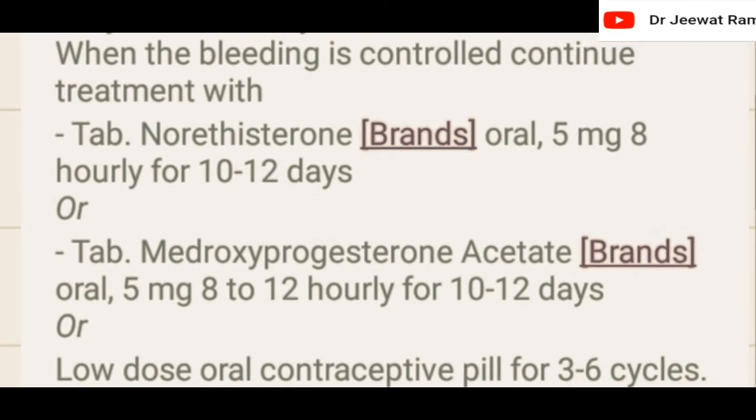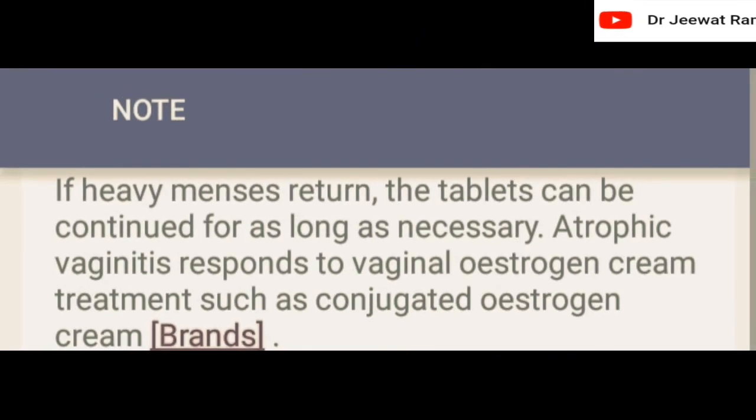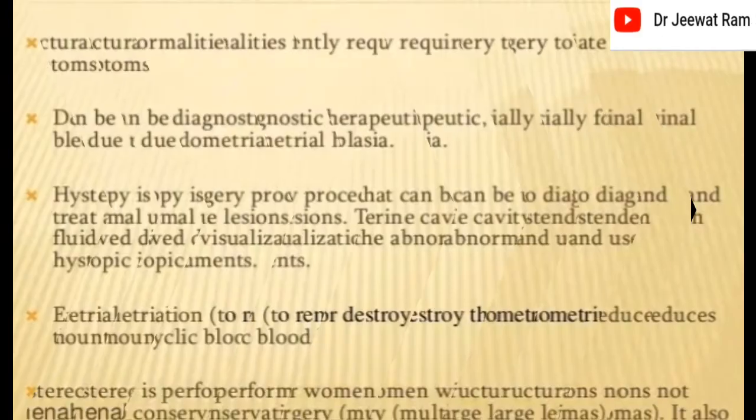When the bleeding is controlled, continue treatment with norethisterone tablet, oral 5 mg eight-hourly for 10 to 12 days, or medroxyprogesterone acetate tablet, oral 5 mg 8 to 12 hourly for 10 to 12 days, or a low-dose oral contraceptive pill for 3 to 6 cycles. If heavy menses return, the tablets can be continued for as long as necessary. Atrophic vaginitis responds to vaginal estrogen cream treatment such as conjugated estrogen cream.